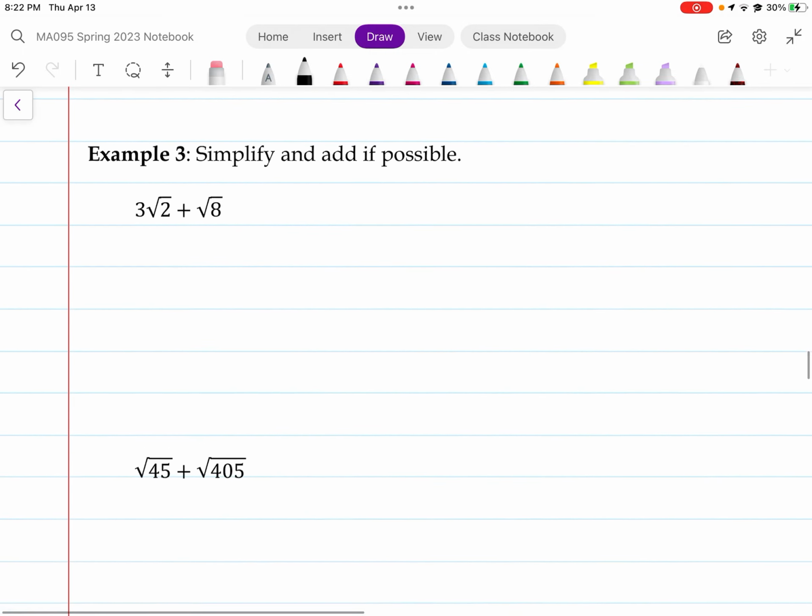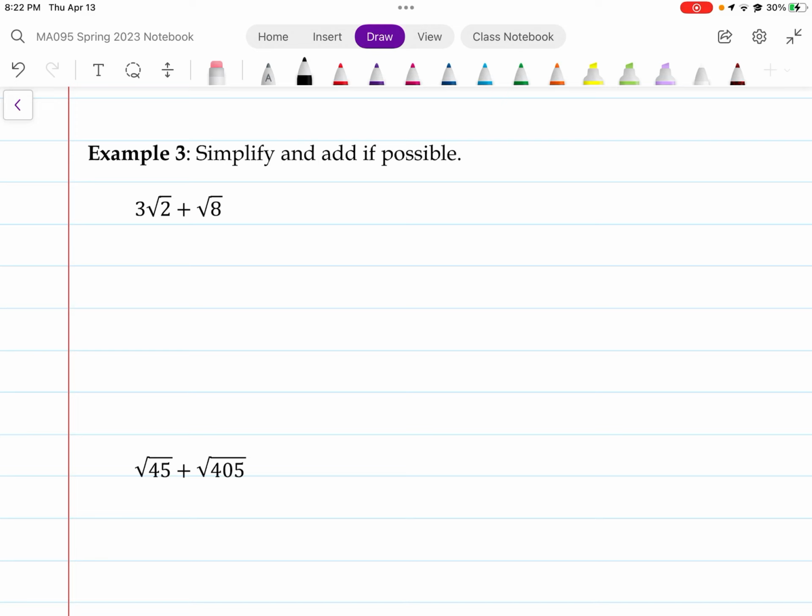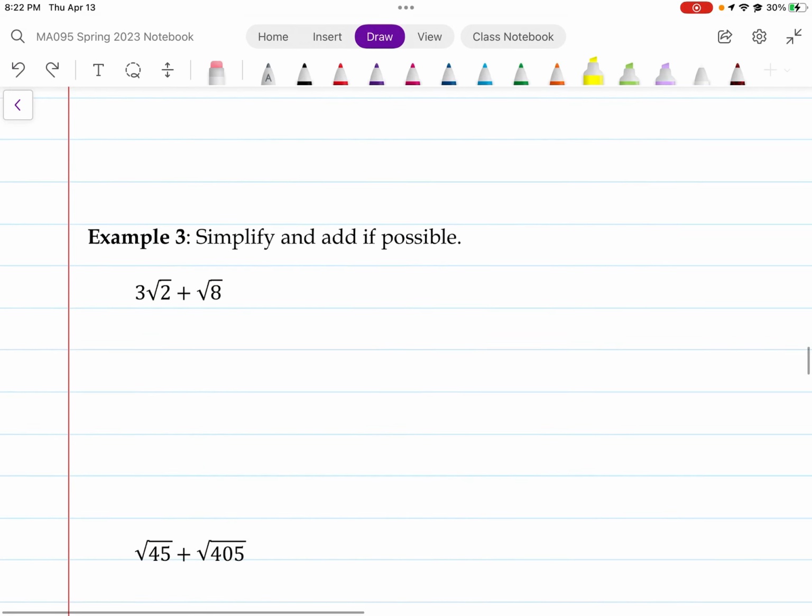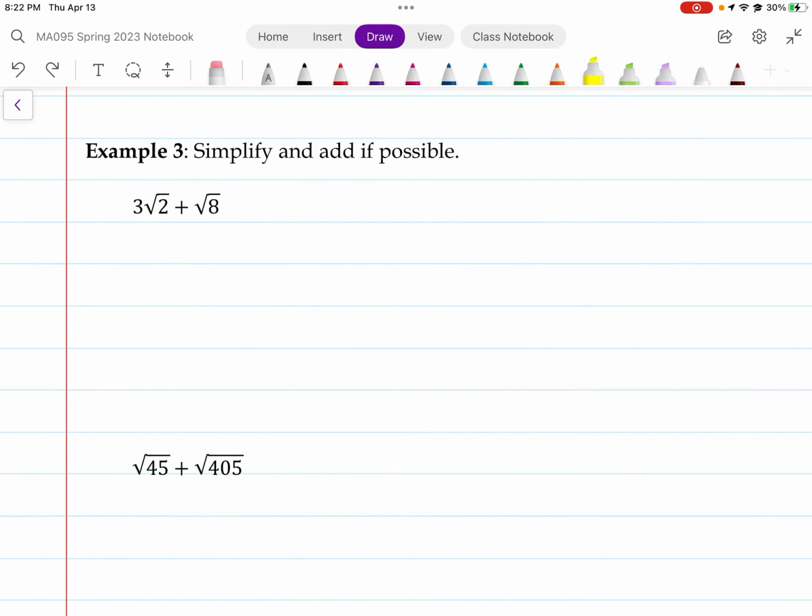All right, so now we're getting into simplifying and adding. These are going to start fairly simple and they're going to get more complicated. So the first one, we cannot add these because they're not the same under there. But the second one, square root of 8, is simplifiable, right? So 3 square root of 2, there's nothing more I can do with that. Square root of 2 doesn't simplify, but square root of 8 can be 4 times 2. Well, 4, we can take the square root of that and it comes out front.